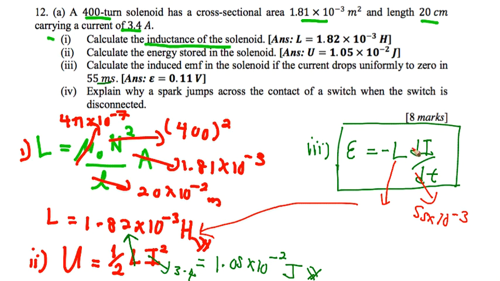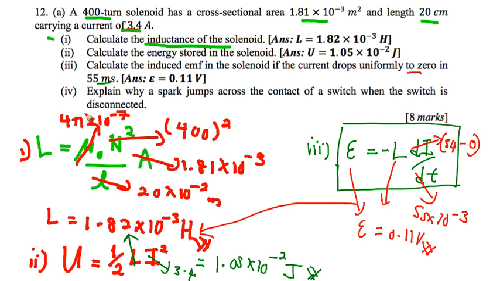And now the change of current: from the maximum current of 3.4 it drops to 0. So you can find the change is 3.4 minus 0, or the change is 3.4. And you can find the induced EMF in the solenoid is equal to 0.11 volt.